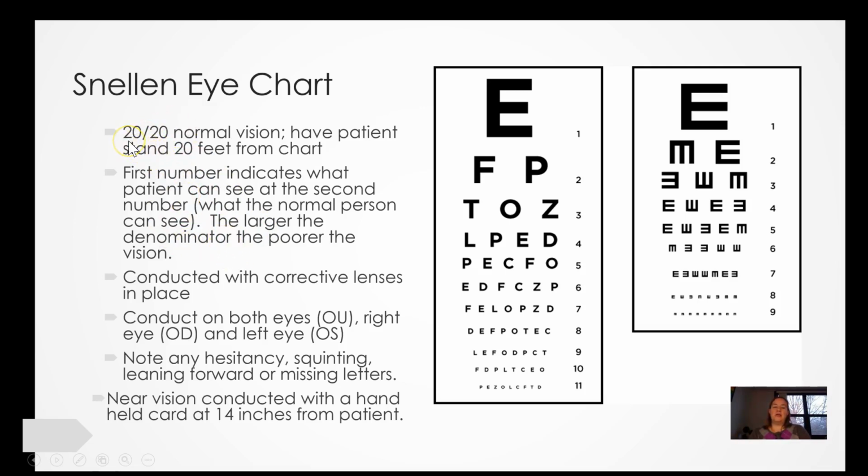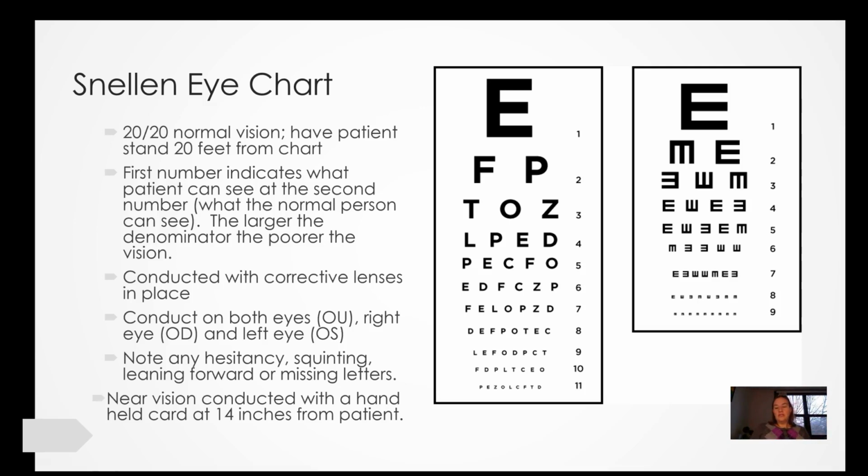So if you have a patient who has a vision of 20/30, they're seeing at 30 feet what the normal person sees at 20 feet, and their vision is worse than a 20/20. If you have a patient who has 20/60, their vision is considerably worse than the patient who is 20/20, okay? We always conduct this with any sort of corrective lenses in place. Okay, even if it's an eye injury, we do ask the patient to put their glasses on so that we can accurately assess their vision.